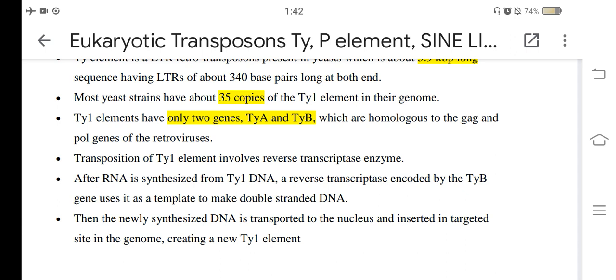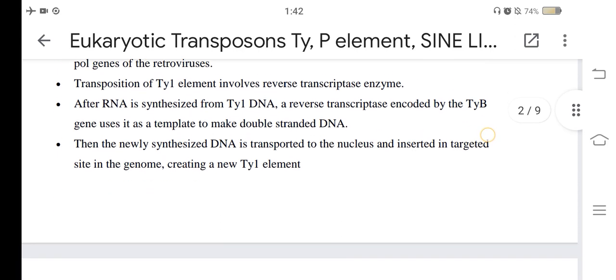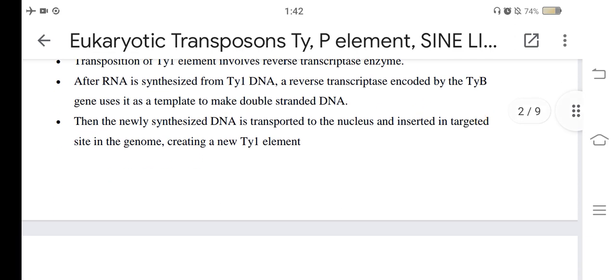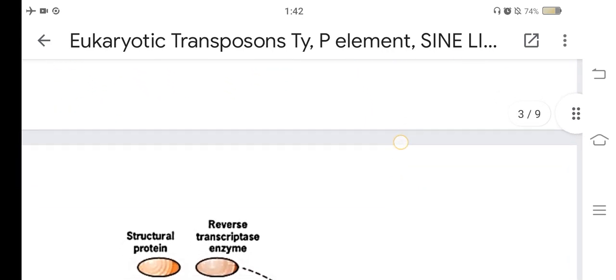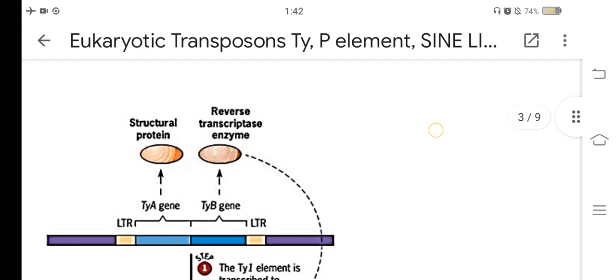Transposition of TY1 element involves reverse transcriptase enzyme. After RNA is synthesized from TY1 DNA, reverse transcriptase encoded by the TYB gene uses it as a template to make double-stranded DNA. And then the newly synthesized DNA is transported to the nucleus and inserted in a targeted site in the genome, creating a new TY1 element.